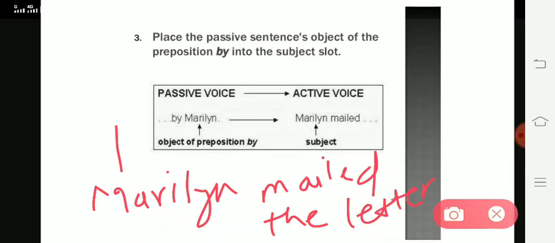This is the conversion of passive to active. Subject becomes object, object becomes subject, and here is the verb. We have removed the preposition, the to be form, everything.